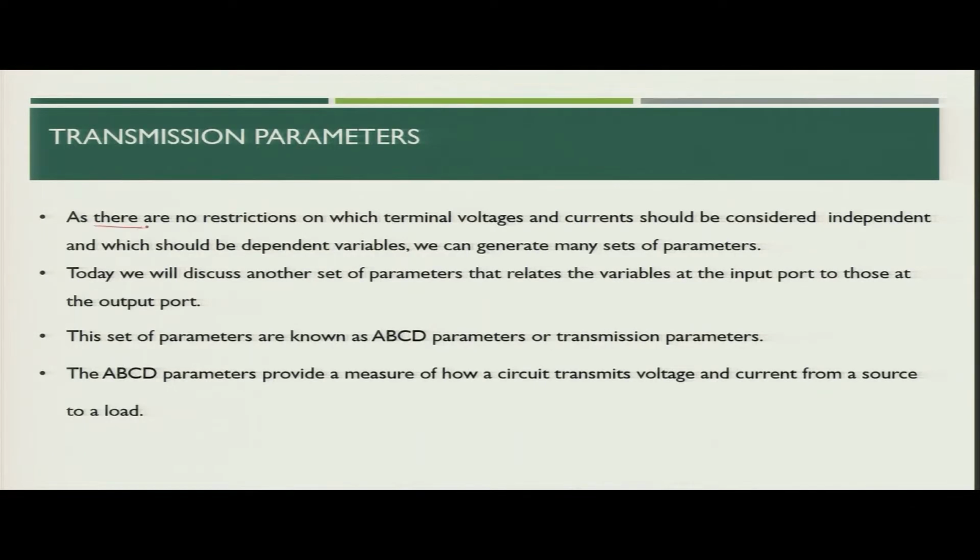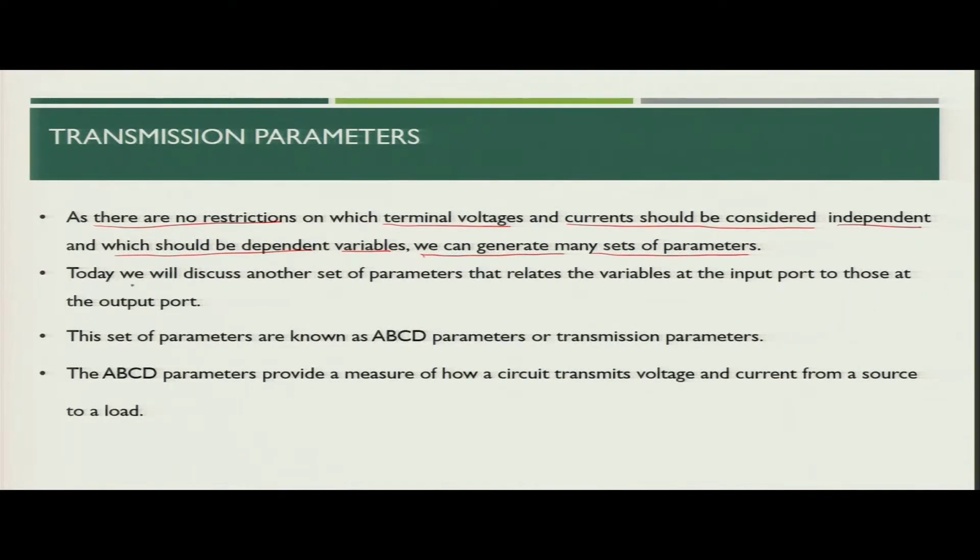Basically, there are no restrictions on which terminal voltage and current should be considered independent and which should be dependent. So, we have 4 variables V1, I1 and V2, I2. We can choose any one set of voltage or current as an independent parameter, and any set as a dependent parameter. Based on the choice we can generate many sets of such parameters. We discussed a few of them in our previous lectures.